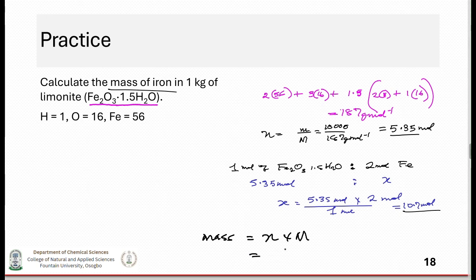And what is the number of moles? We got 10.7. And what is the molar mass of iron? I think we had it up here. Given here is 56. And the final answer will be 599.2 grams. You can round it up to 600 grams of iron. So that is how to do the calculation.